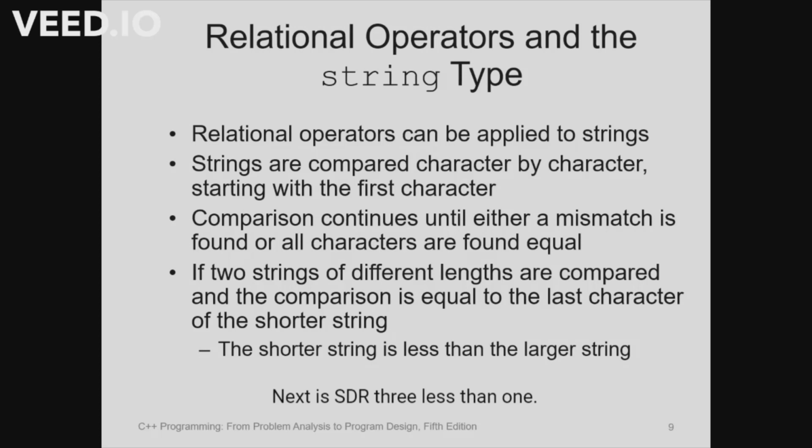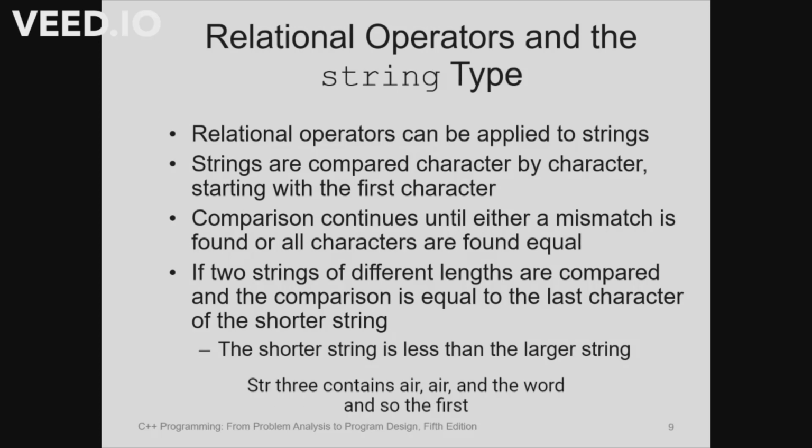Next is str3 less than An. str3 contains Air, A-I-R, and the other word is An. The first character is capital A, the same as the first character of An. If you take a look at the second character of Air, it is I, and the second character of An is N. So I is less than N, and that will evaluate to true.